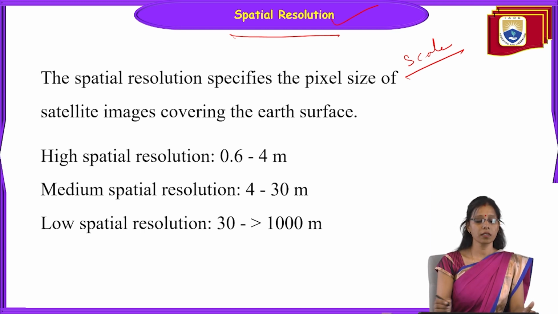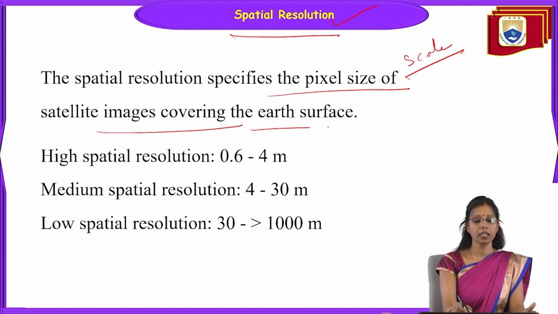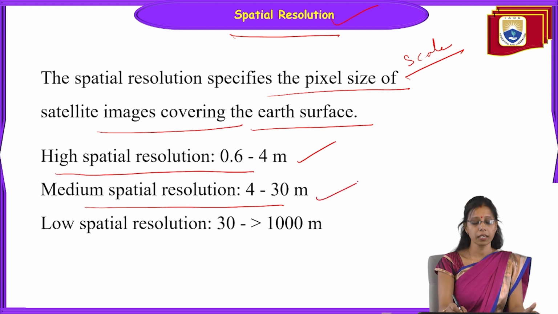Spatial resolution specifies the pixel size of satellite images covering the Earth's surface. So high spatial resolution is 0.6 to 4 meters. Medium spatial resolution is 4 to 30 meters. Low spatial resolution is 30 to less than 1000 meters.